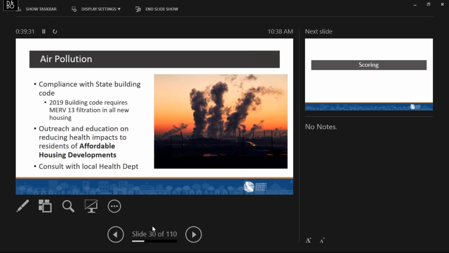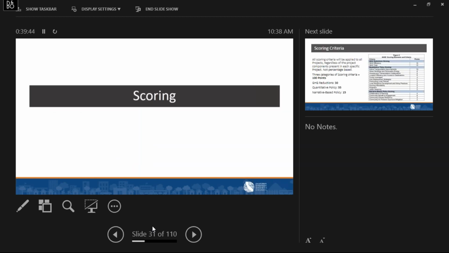It does benefit you to go above and beyond the threshold, as we have points available in the narrative scoring section on addressing this component further. And now I'm going to be passing it off to Ryan Silver, my colleague, to discuss the scoring.